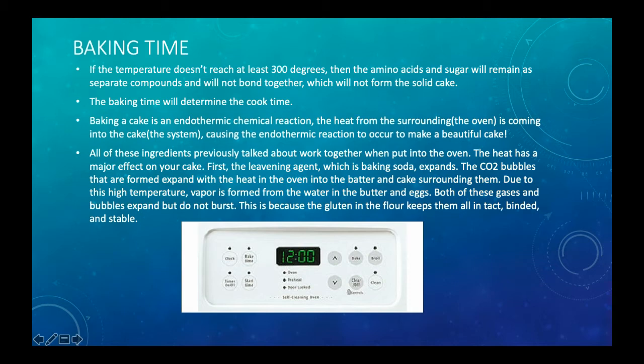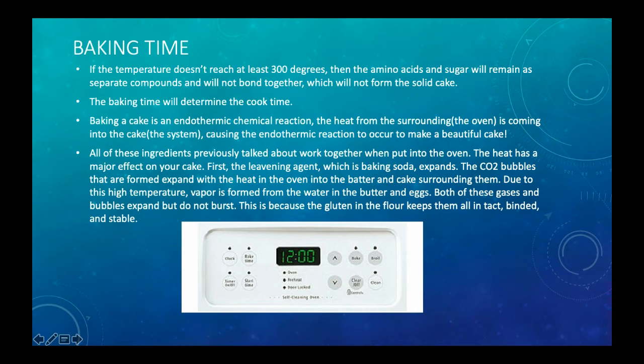If the temperature doesn't reach at least 300 degrees, then the amino acids and sugars will remain as separate compounds and will not bond together, which will form the solidified cake. The baking time will determine the cook time. Baking a cake is an endothermic chemical reaction. The heat from the surroundings, which is the oven, is coming into the cake, which is the system, causing an endothermic reaction to occur to make a beautiful cake.